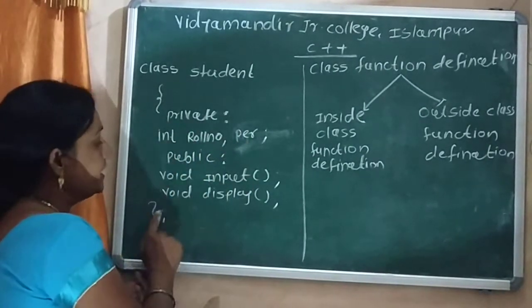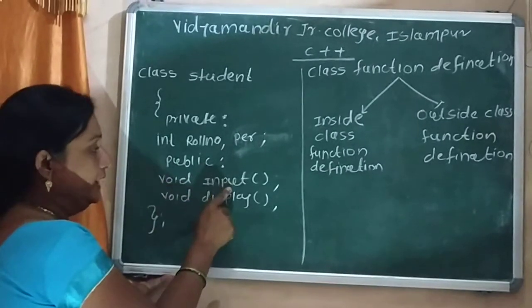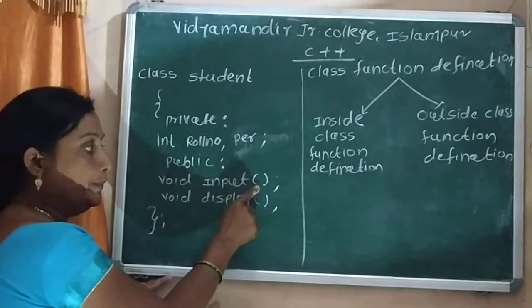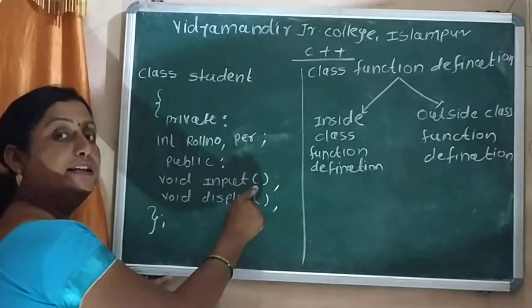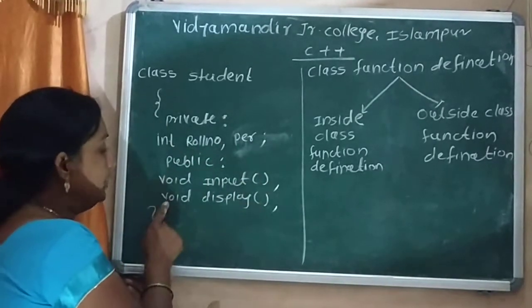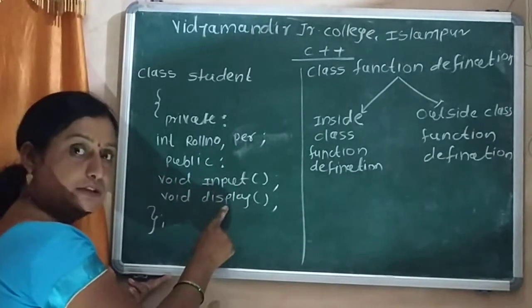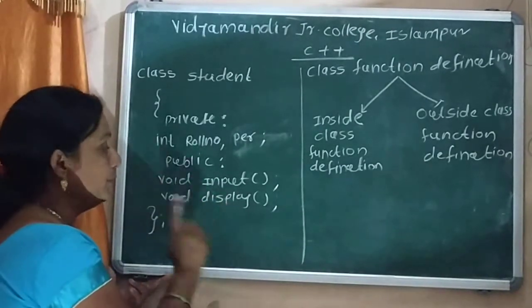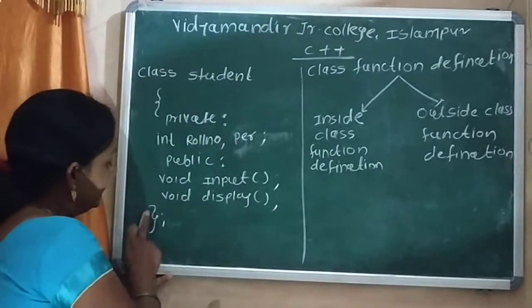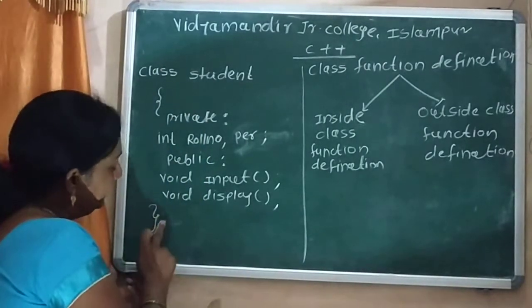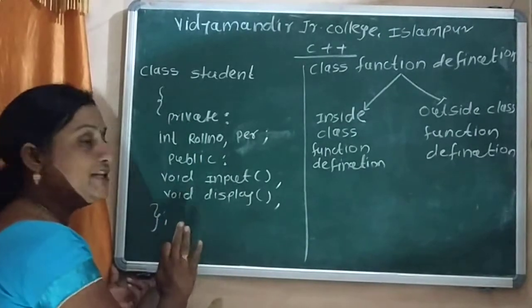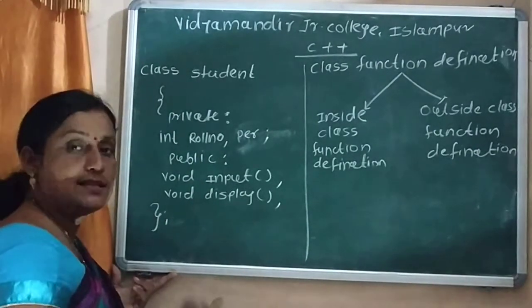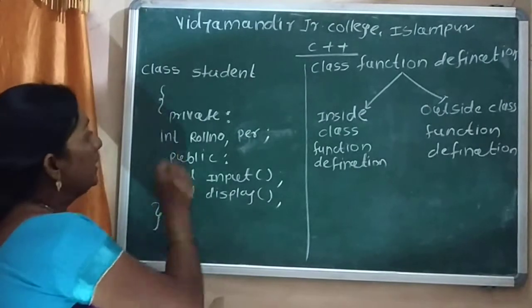Next, in the public section, I declare void input. Here are the opening and closing brackets. It tells that input is the name of a function. Void display is another function which is used in the program. After that, the curly bracket is completed and a semicolon is given. It tells that the declaration of the class is finished.